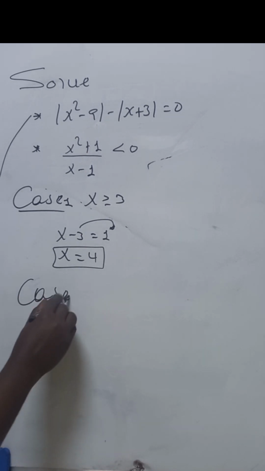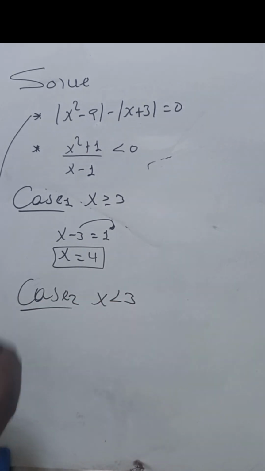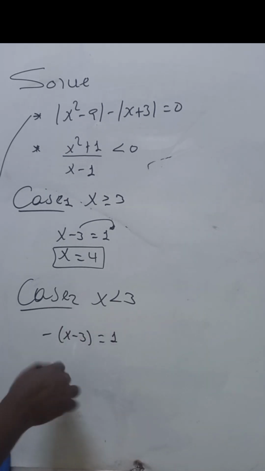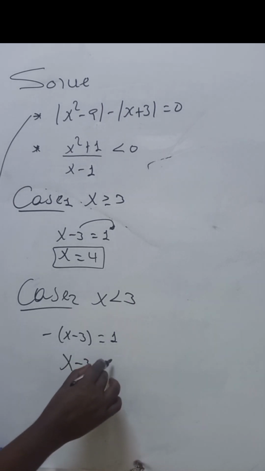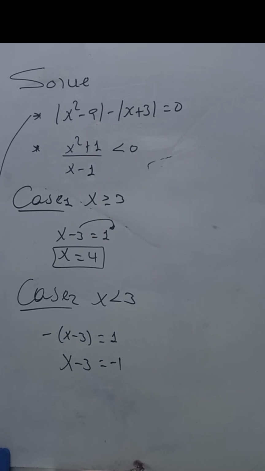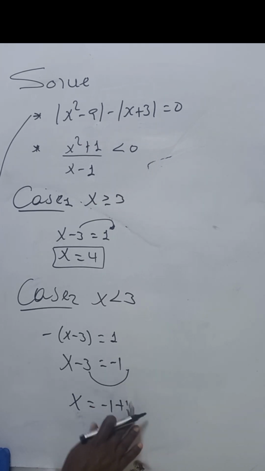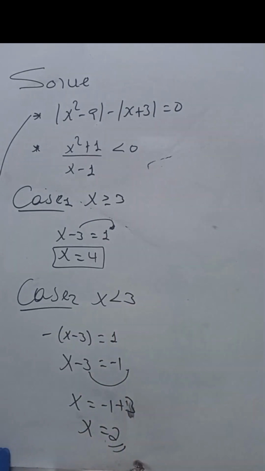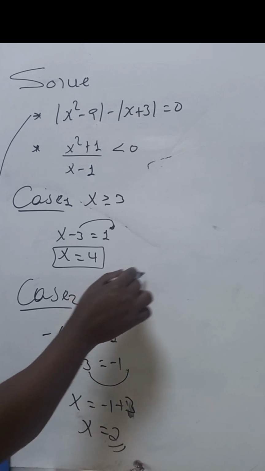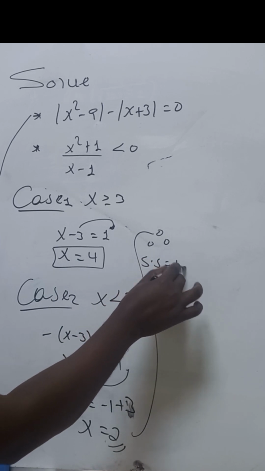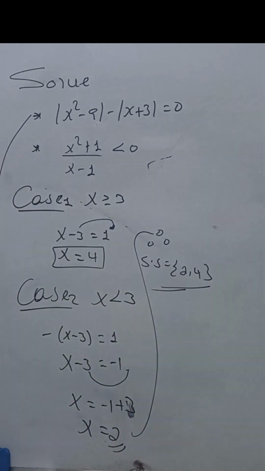For the second case, case 2, for x less than 3, what should be the solution? Minus of x minus 3 is going to be 1. When you multiply both sides by negative, x minus 3 will be negative 1. When you move this to the right, x will be negative 1 plus 3, then x will be 2. Since again 2 is less than 3, the solution set for this problem is 2 and 4. This is how we are going to solve this kind of problem.